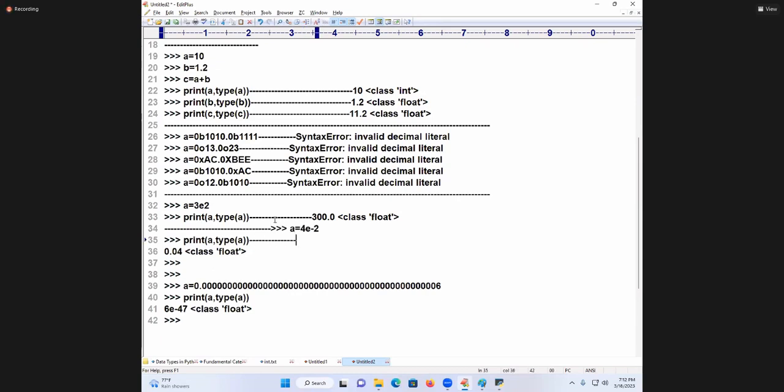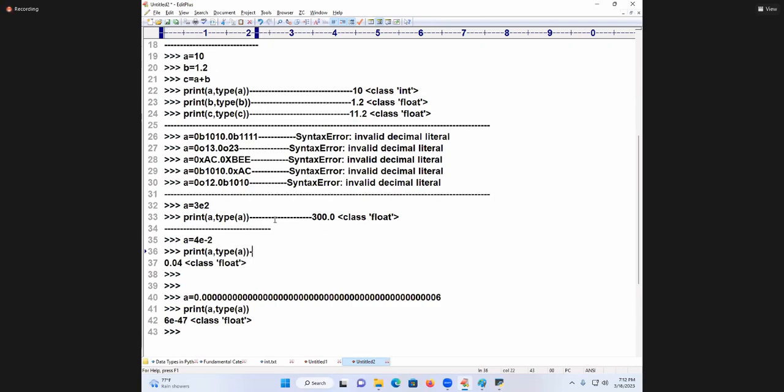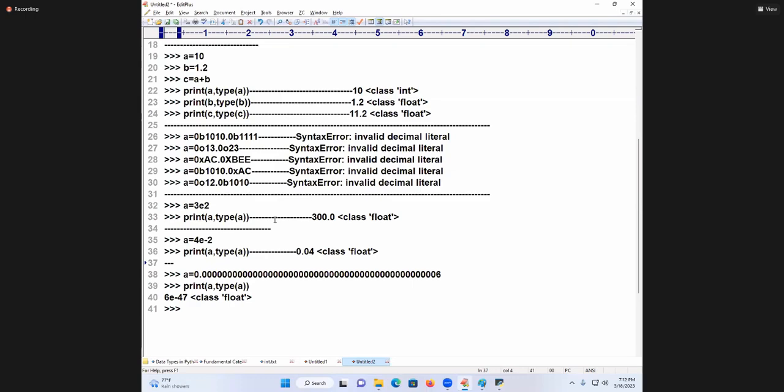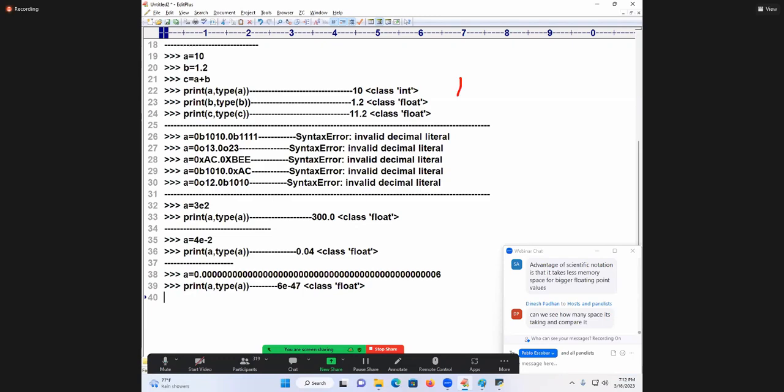Here one student, Mr. Shiva, is asking about 4e minus 100. Just now I explained. What is the meaning of 4e minus 100? Can't you understand that, my dear student? 4e minus 100 means 4 into 10 to the power of minus 100.